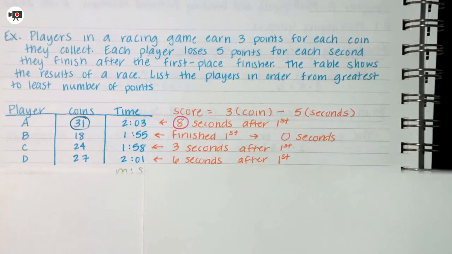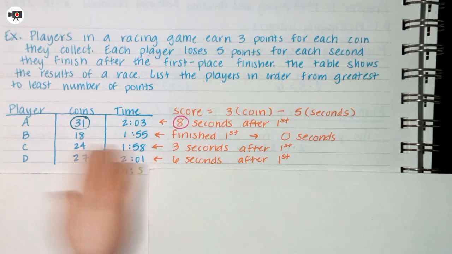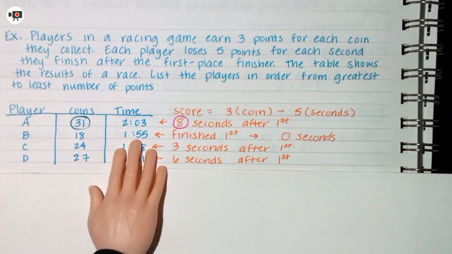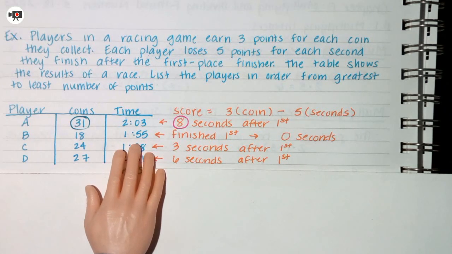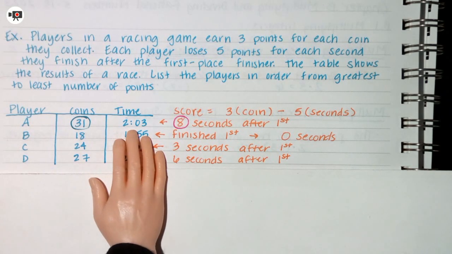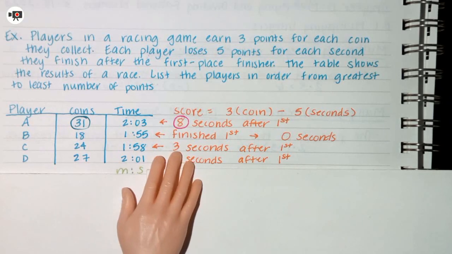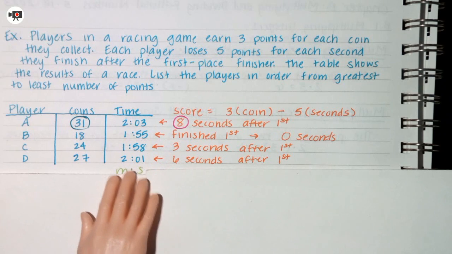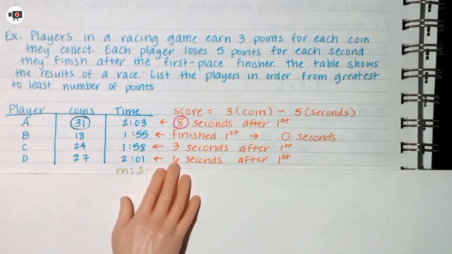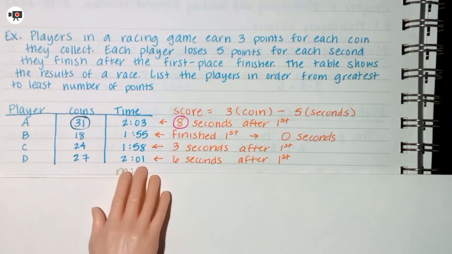So if I look at these, I can see that player B finished first. They have the fastest time. They have the lowest time. And player A was 8 seconds after the first player. Player C was 3 seconds after the first person. And player D was 6 seconds after the first person to finish. And these are listed in minutes and seconds.